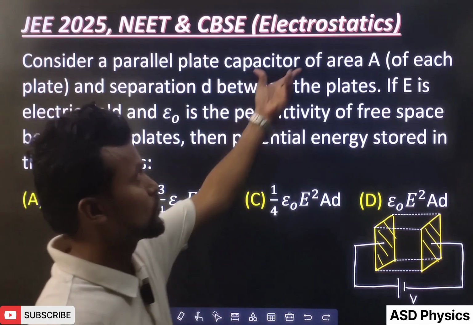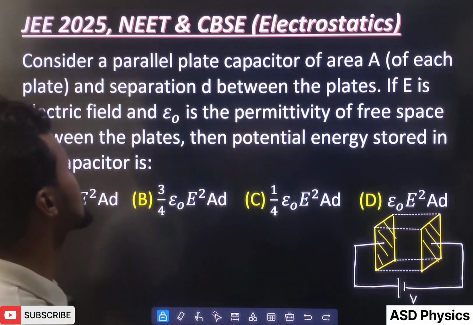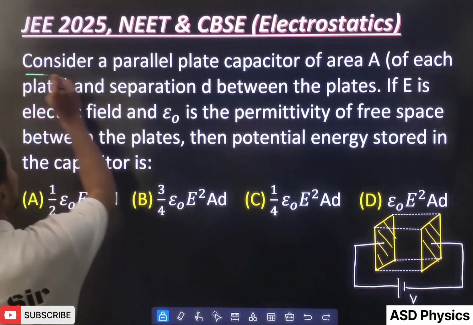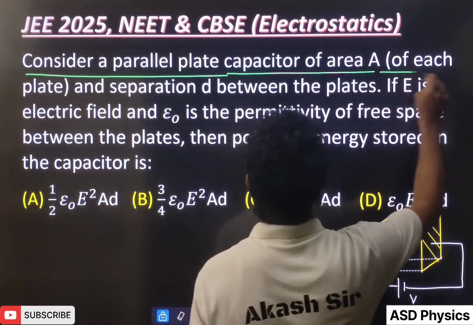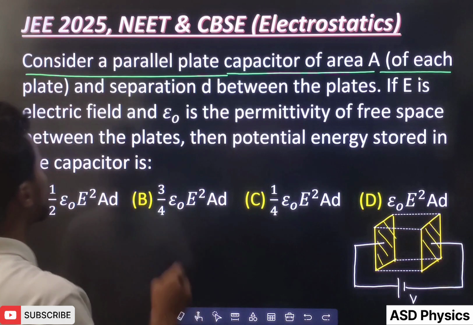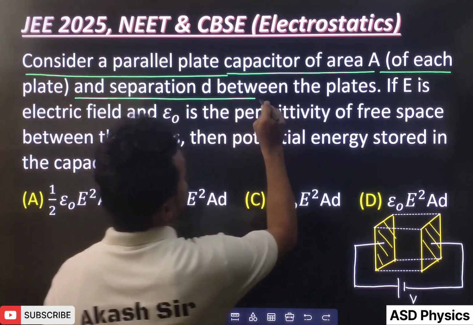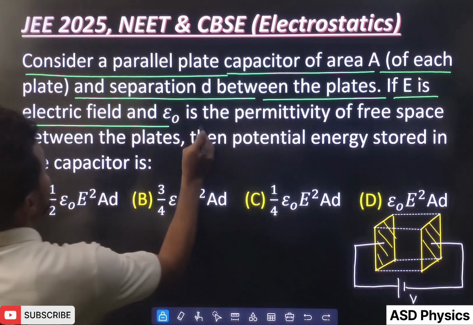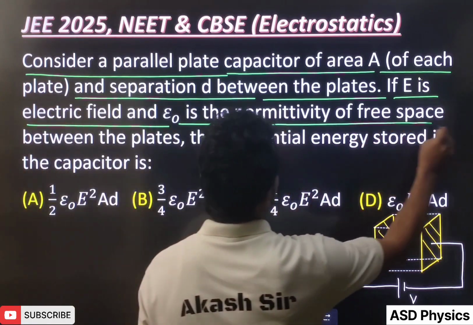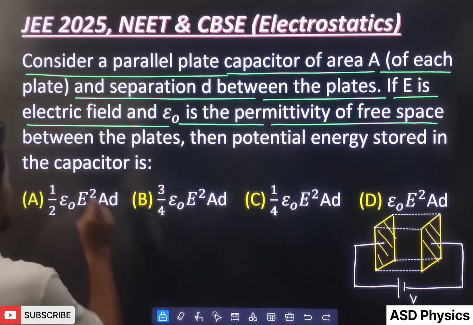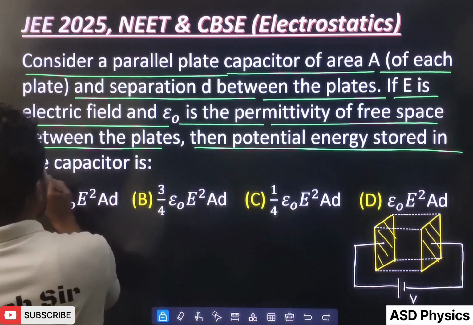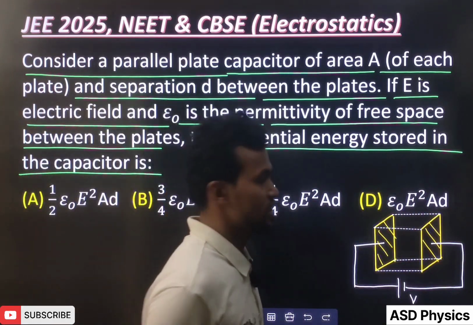So in this video we are going to solve a very basic electrostatics question that came in JEE 2025. Let's go through it. The question is: consider a parallel plate capacitor of area A of each plate and separation D between the plates. If E is the electric field and epsilon naught is the permittivity of free space between the plates, then the potential energy stored in the capacitor is how much?